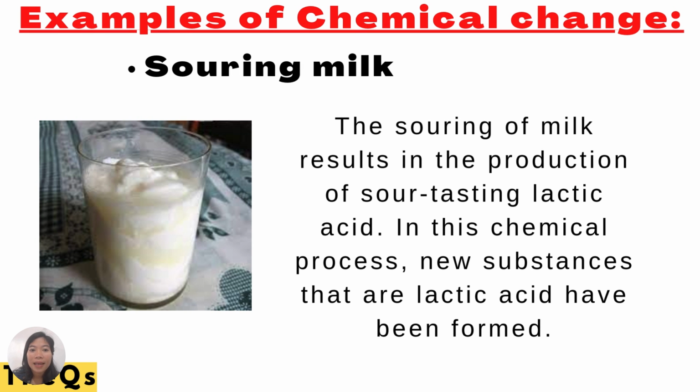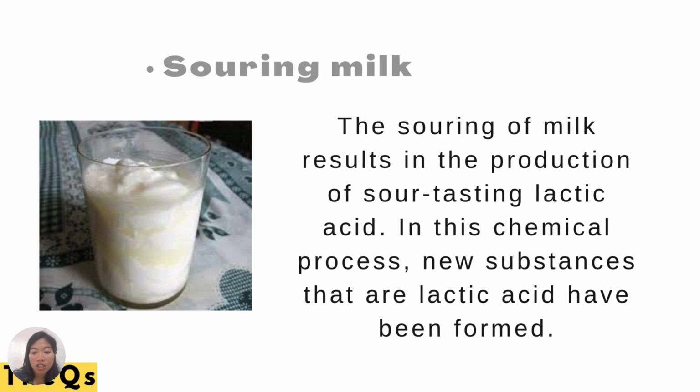Souring milk. The souring of milk results in the production of sour tasting lactic acid. In this chemical process, a new substance, lactic acid, has been formed. So there are new substances. So remember, if there is a new formation of substance or another substance, then that is a chemical change or chemical reaction.